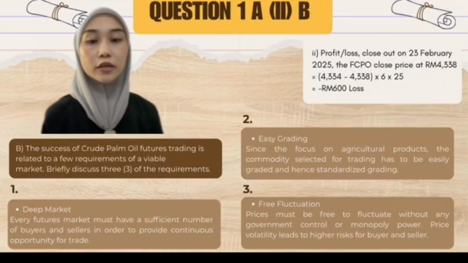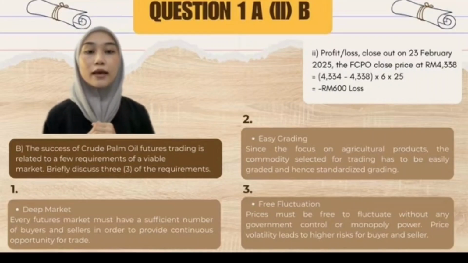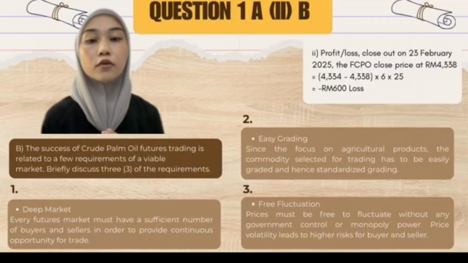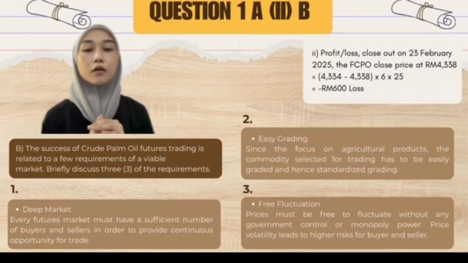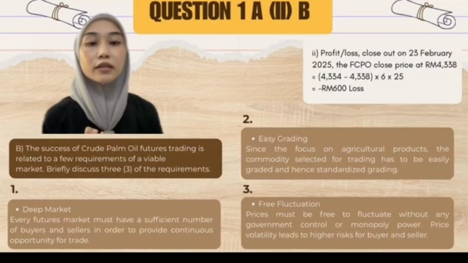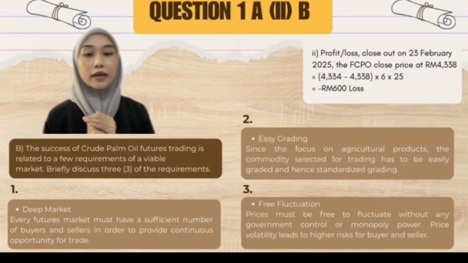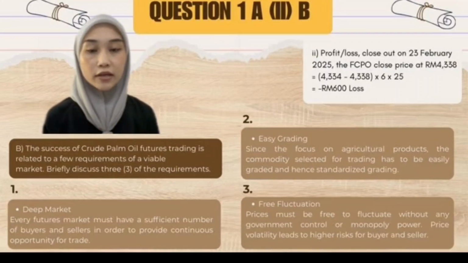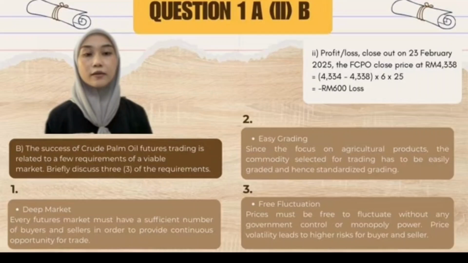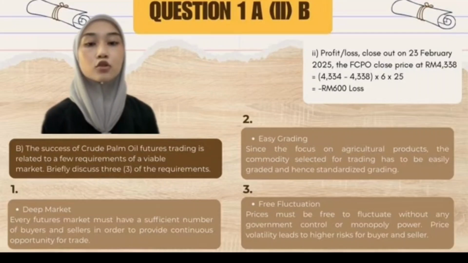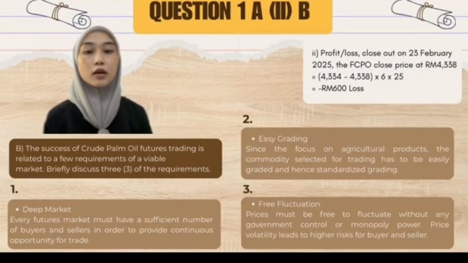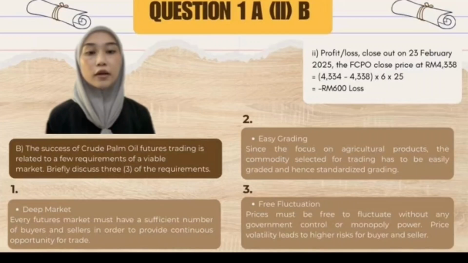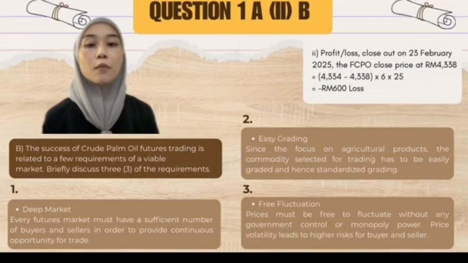For question 1B, now I will explain the 3 requirements of a viable futures market. First, the requirement is a deep market. A deep market means there are many active buyers and sellers in the futures market. This makes it easier to buy and sell futures contracts without causing significant price changes, allowing the market to operate more efficiently.